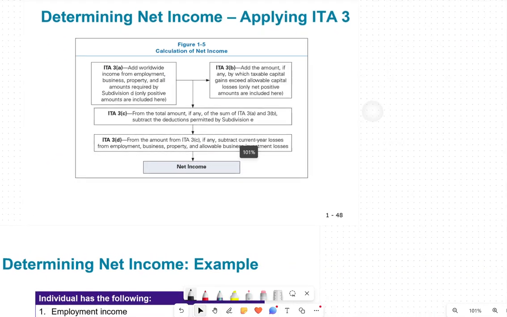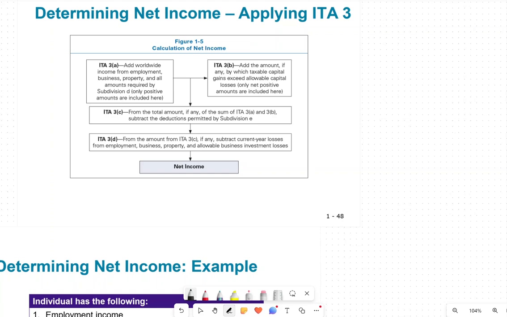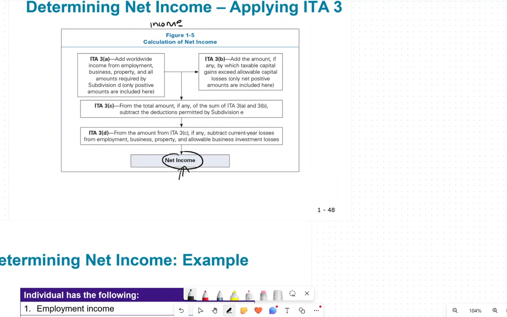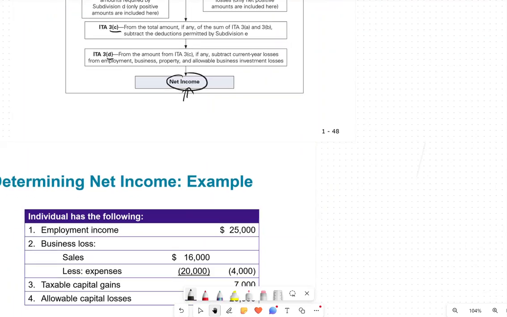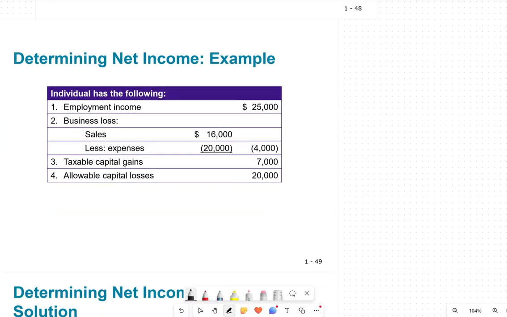So now this is a good chart. It tells you everything that we talked about in order for us to calculate my income. So of course we start with the income from different sources and then come up with the net income that we have. So you have A, B, C, D. These are my divisions.